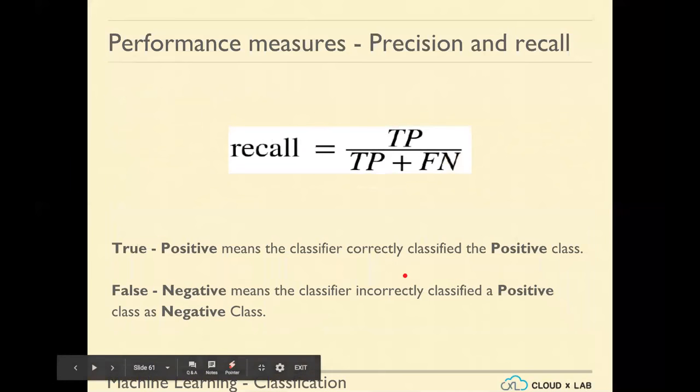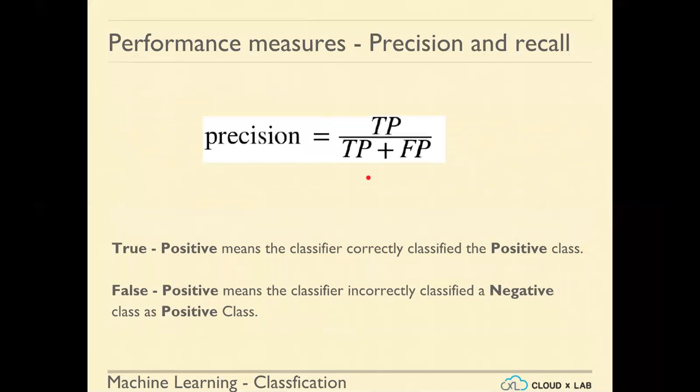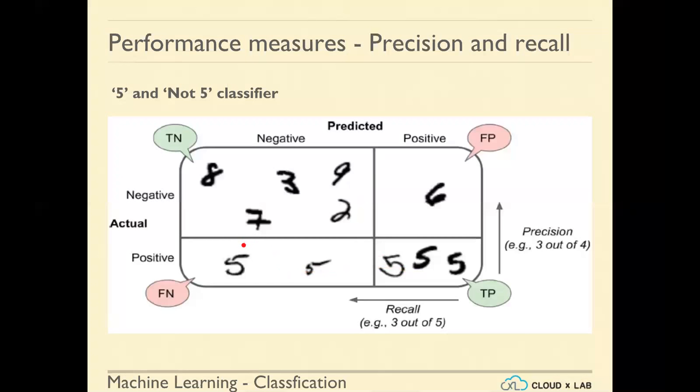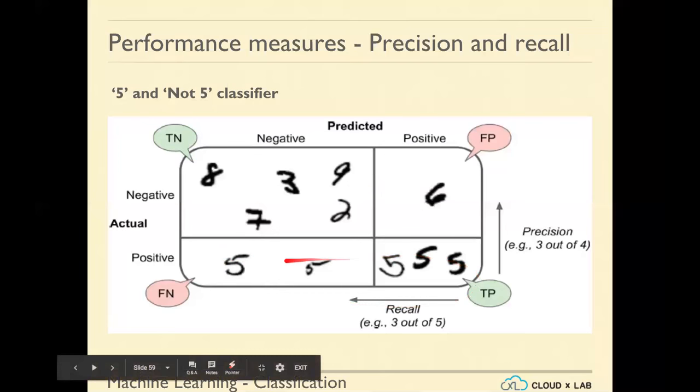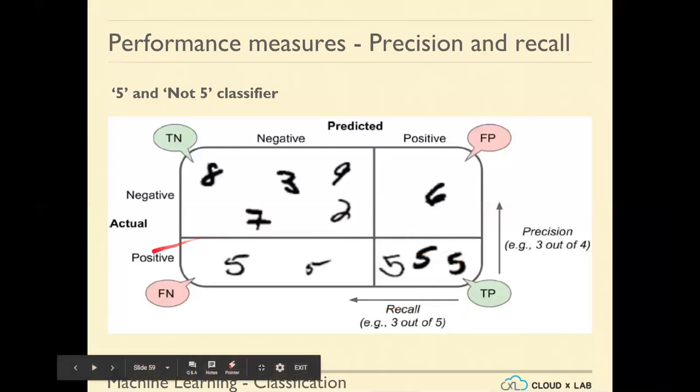Okay, and recall is true positive divided by true positive plus false negative. So true positive plus false negative, meaning out of the total number of actual 5s, how many it was able to recall. You can think of recall as in the exam, how much of what you memorized you are able to recall. In the same way, out of all of the 5s in the training data, it is able to identify correctly how many of these.